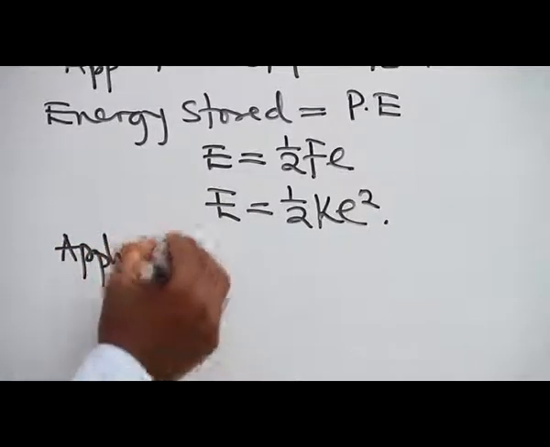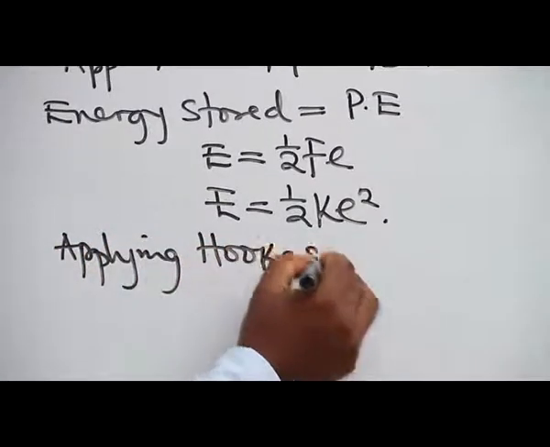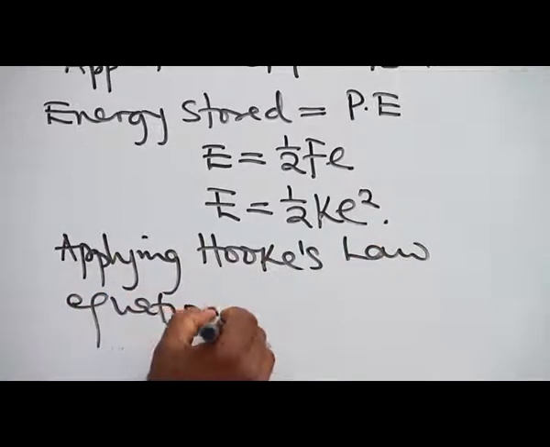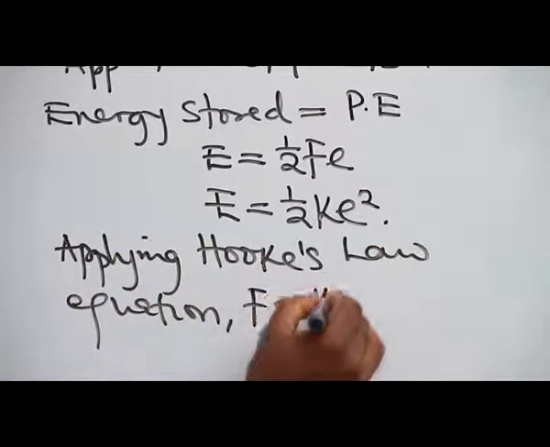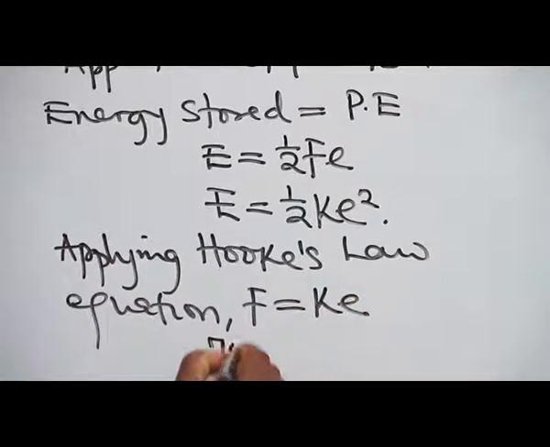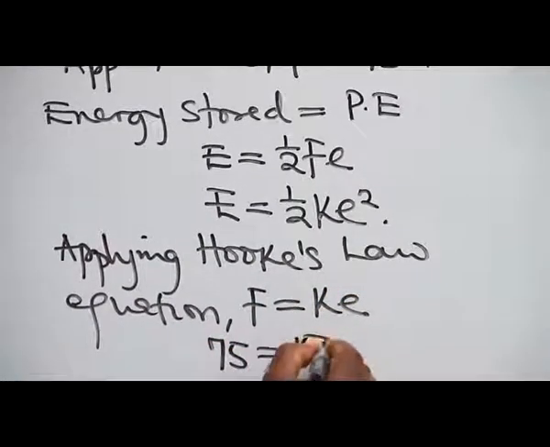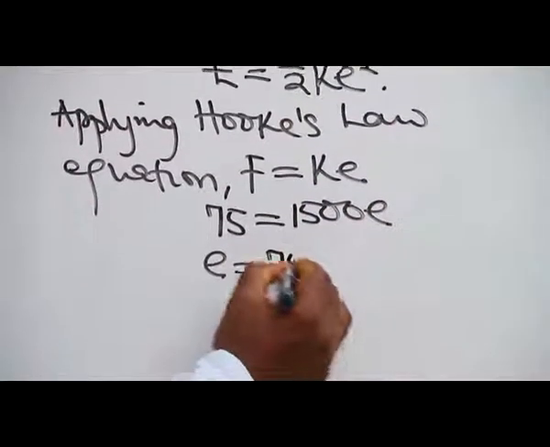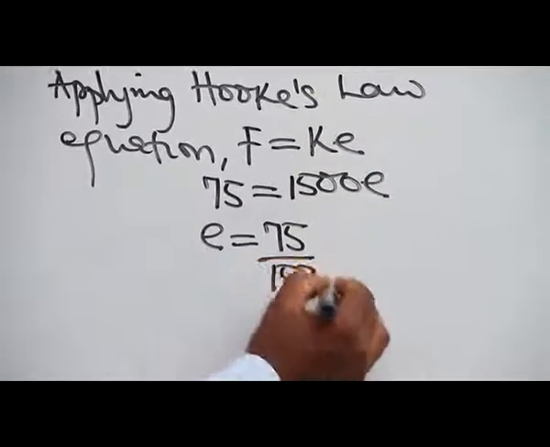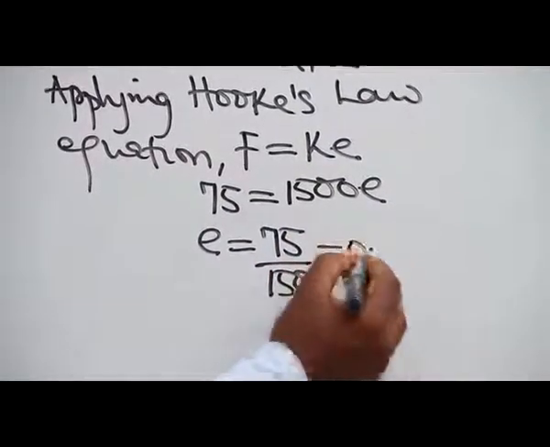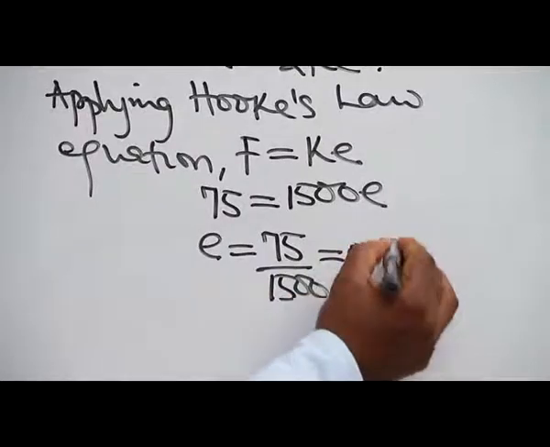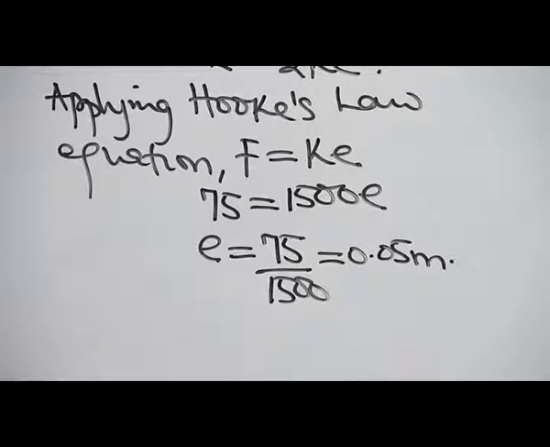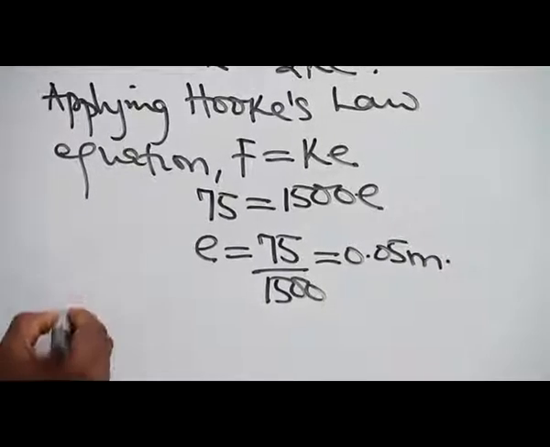So we can get that extension by applying Hooke's law equation. Applying Hooke's law equation, we have F is equal to Ke. 75 is equal to 1500 e. e will give you 75 over 1500, which is 0.05 meters. With the extension obtained, we can now calculate the elastic potential energy.